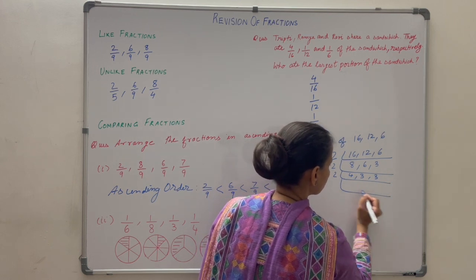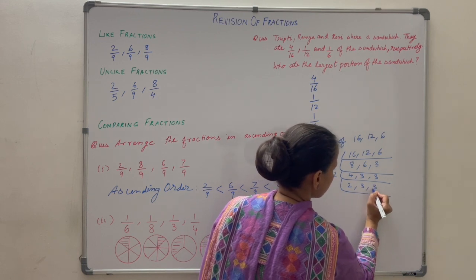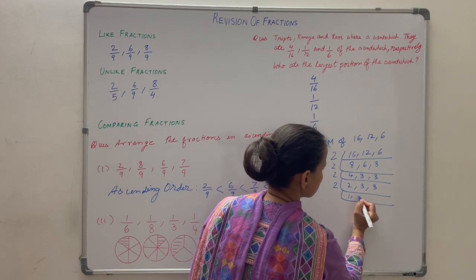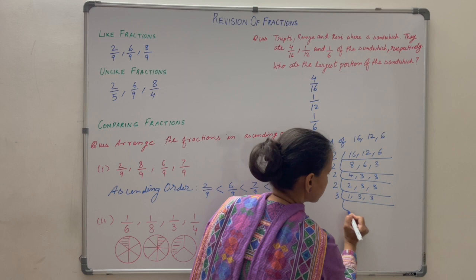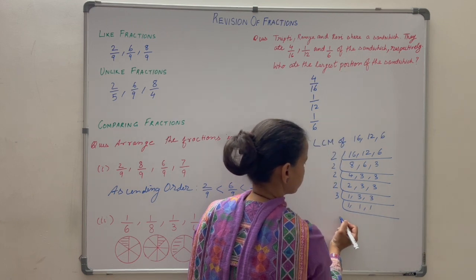Again it goes by 2. 2 2s are 4. This does not go by 2, so we write as it is. Again it goes by 2. 2 1s are 2. It does not go, so we write as it is. We divide by 3 again, so this is 1. 3 1s are 3. 3 1s are 3.